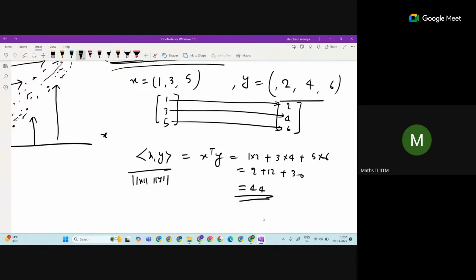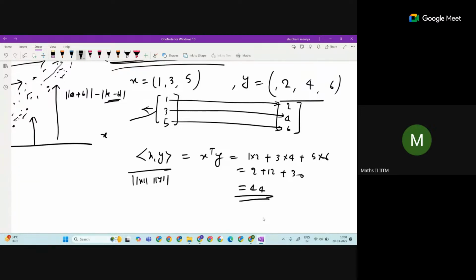So what is the norm? I am very disappointed that many of you are not able to find the norm, because there was one MSQ question in quiz 2 where we had to find the norm of a plus b and the norm of a minus b. Not many, but at least 20% of students could not find it. What is the norm here?